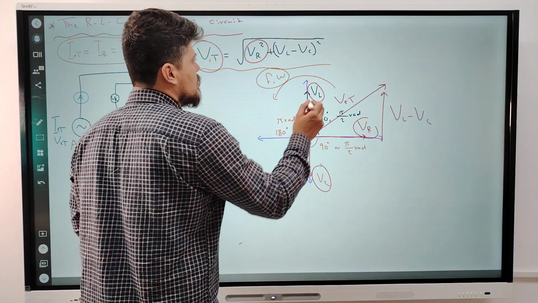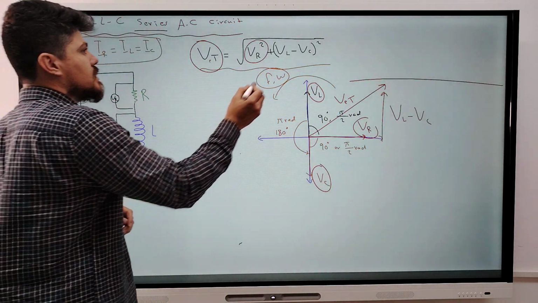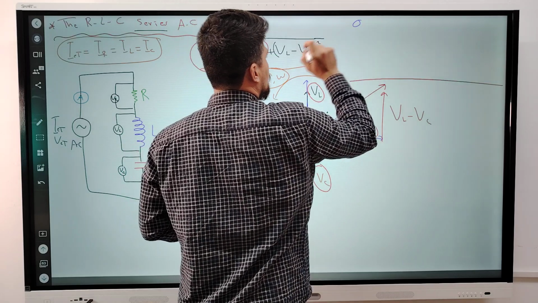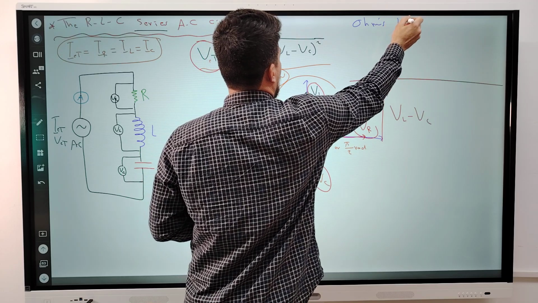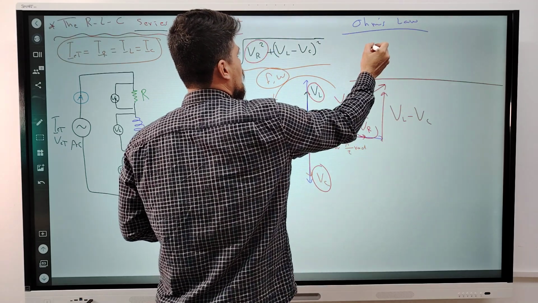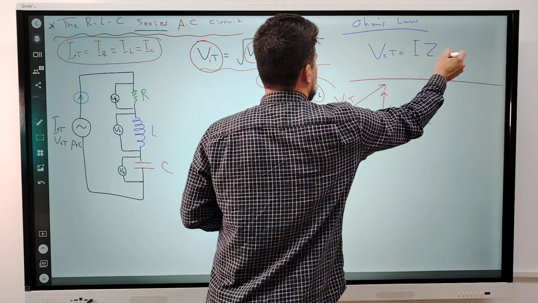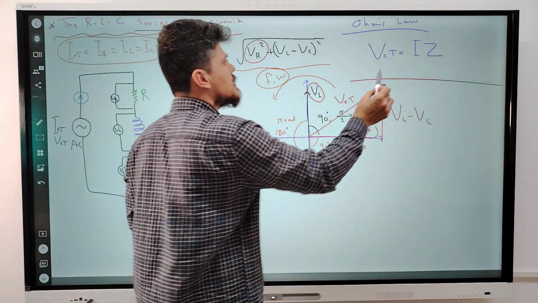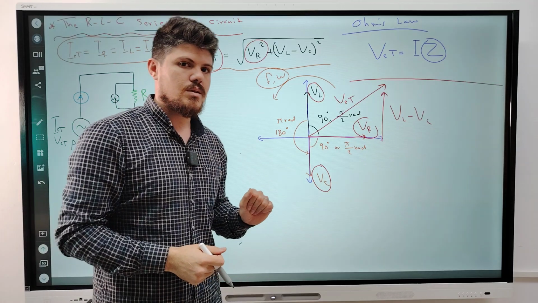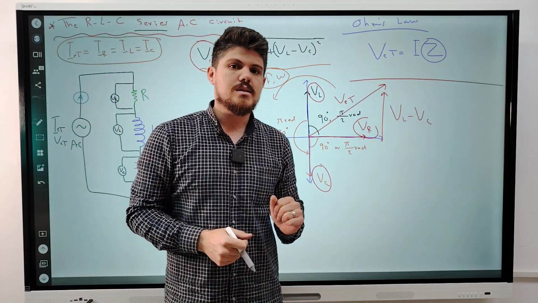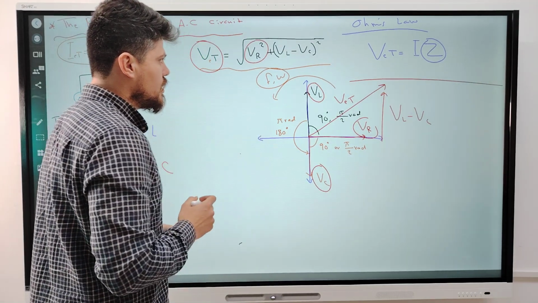And according to Ohm's law, we can also find the total effective potential difference. This is just Ohm's law. VE total is equal to what? IZ. What do you mean by Z? Z is the total impedance in this equation. How can you find the total impedance in this equation?